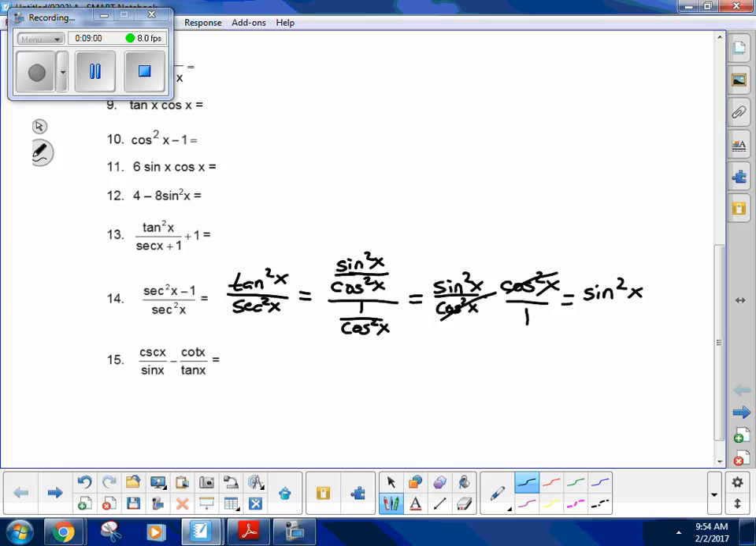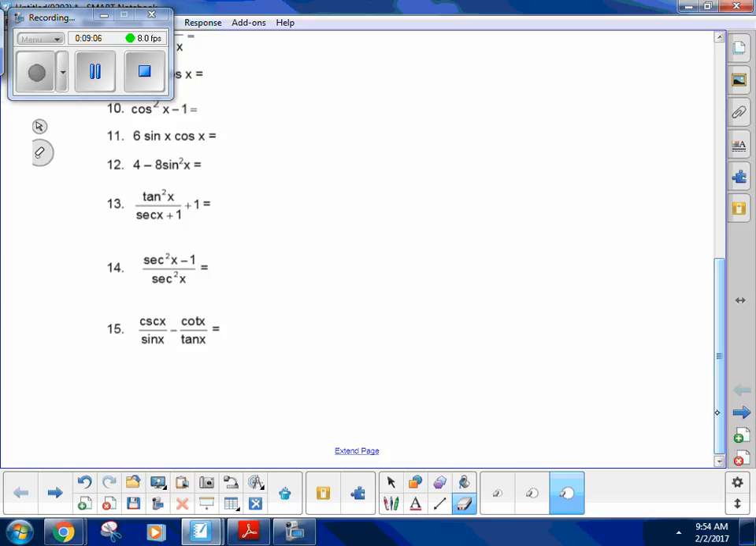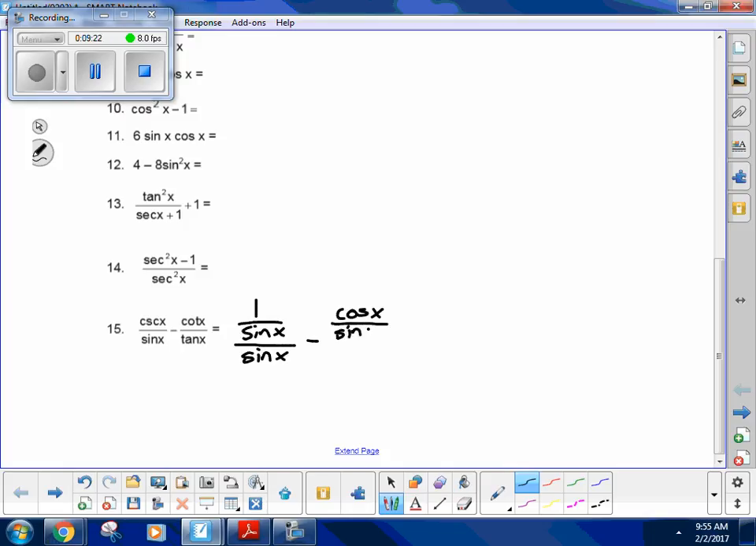All right, lovely. Let's go ahead and work on question 15, the last question on here. Now with question 15, we're going to take the strategy of changing everything over to sines and cosines. So this is 1 over sine x, over sine x minus cotangent, which is cosine x over sine x, over sine x times cosine x.